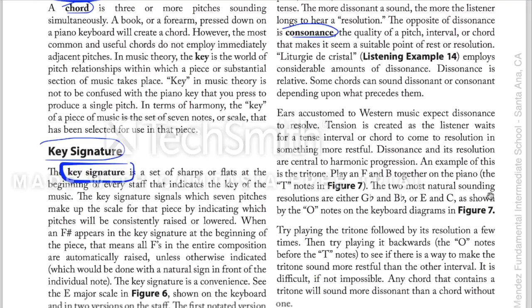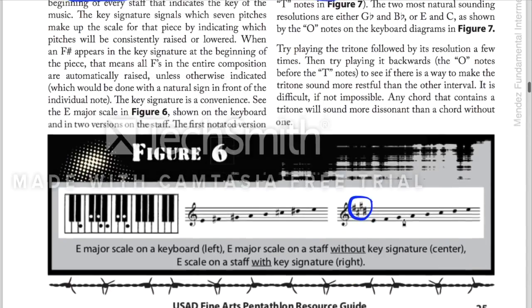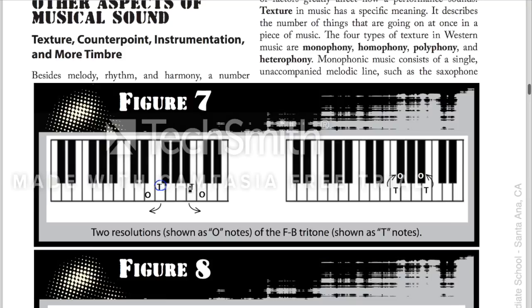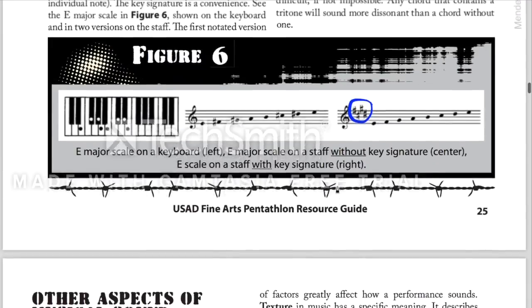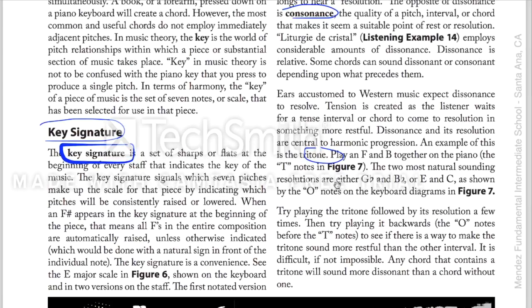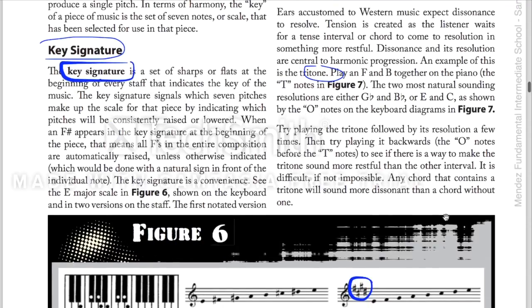An example of this is the tritone. Play an F and B together on the piano, the T notes in figure 7. So if you play an F and a B, okay, on a piano, then you have a tritone. The 2 most natural sounding resolutions are either G flat and B flat, or E and C, as shown by O notes on the keyboard diagrams in figure 7.